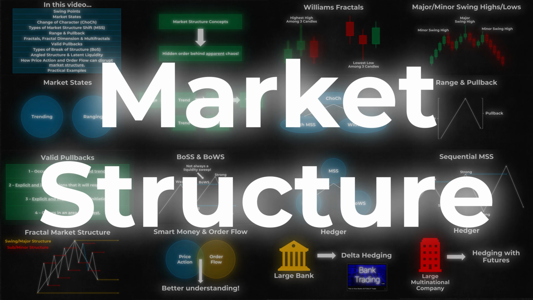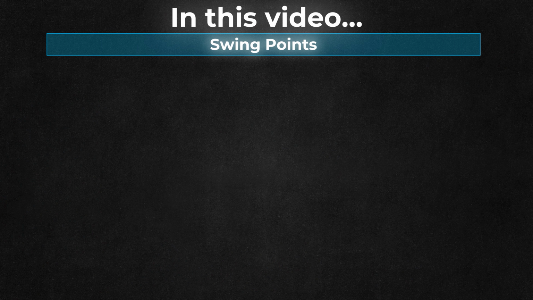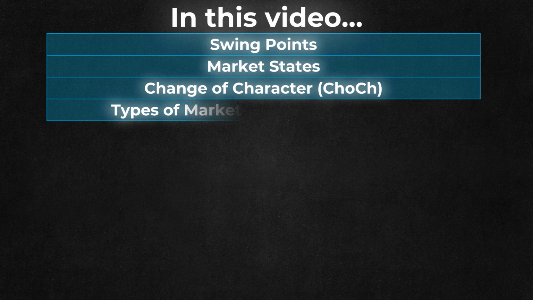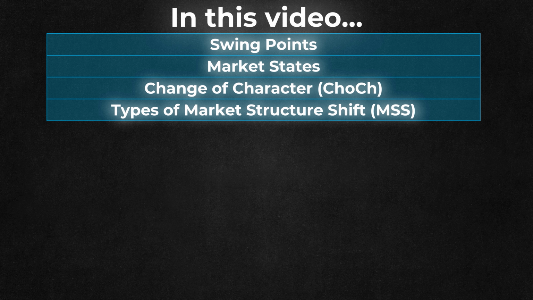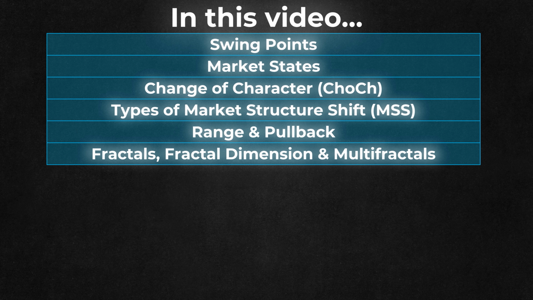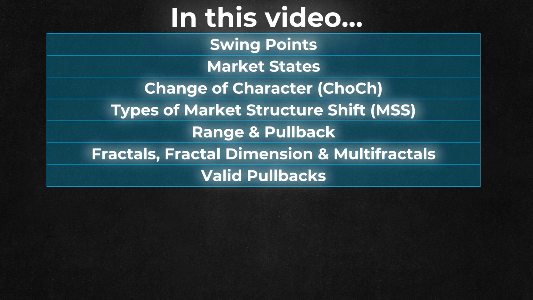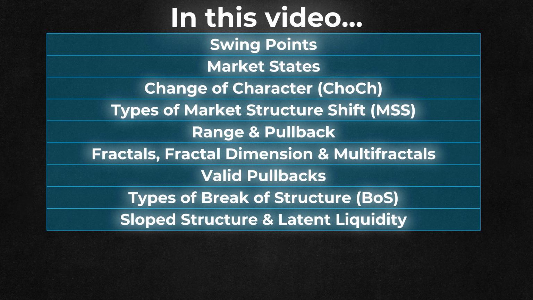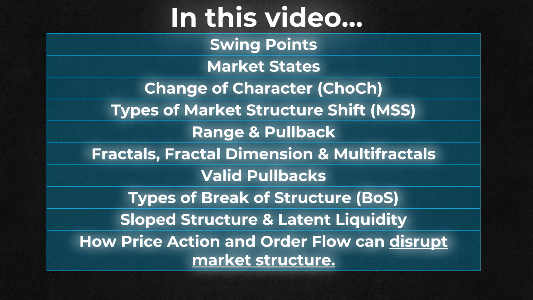In this video, we're going to talk about swing points, market states, change of character, different types of market structure shift, range and pullback, fractals, fractal dimension and multifractals, valid pullbacks, different types of break of structure, sloped structure, and its relation with latent liquidity. And we're also going to talk about some of the problems of price action and order flow that end up disrupting the smart money concepts you learn on YouTube.